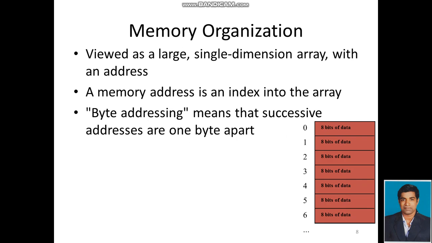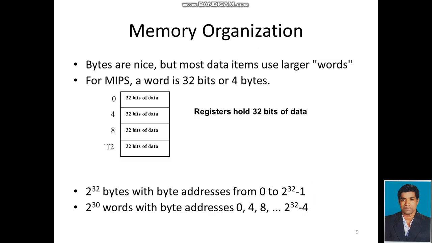Memory organization, viewed as a large single dimensional array with an address. A memory address is an index into the array. Byte addressing means the successive addresses are one byte apart. But most data items use larger words. For MIPS, a word is 32 bits or 4 bytes. Then the consecutive memory addresses are 0, 4, 8 and 12.